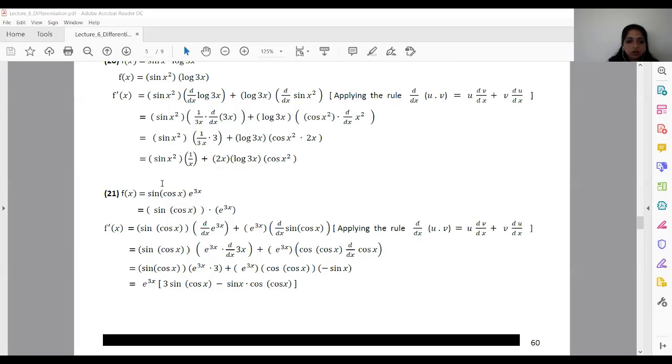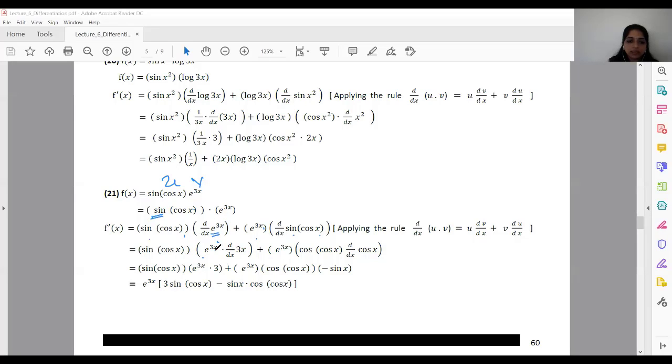Now, sin cos x and e raised to 3x, right? So sin cos x is u, and e raised to 3x is our v. Dear students, this sin is our function and cos x is our theta. So sin cos x, keep it the same, times the derivative of e raised to 3x, plus e raised to 3x, keep it the same, times the derivative of sin cos x.